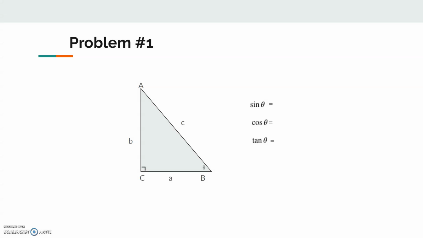Now this is problem 1. They're asking you to identify the trig ratios that correspond with the trig functions. You can pause the video here and try to figure it out for yourself, or you can follow along with me.